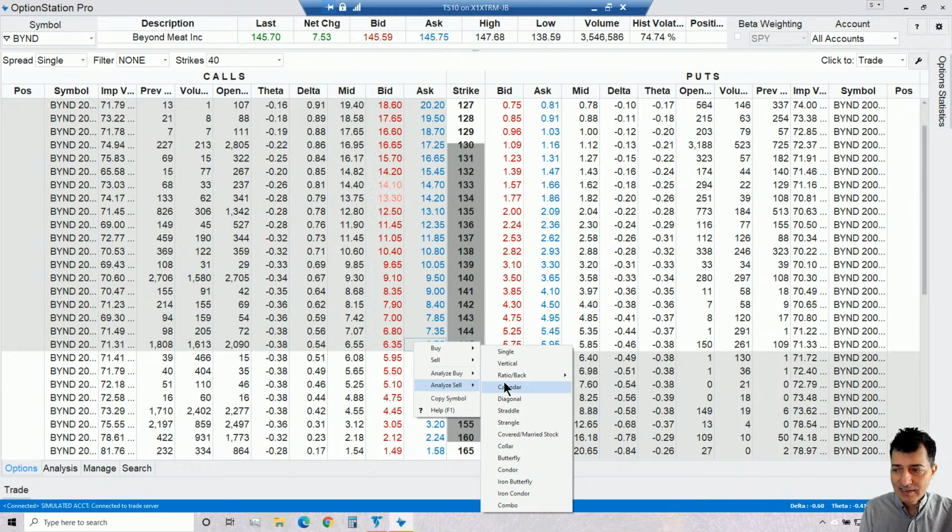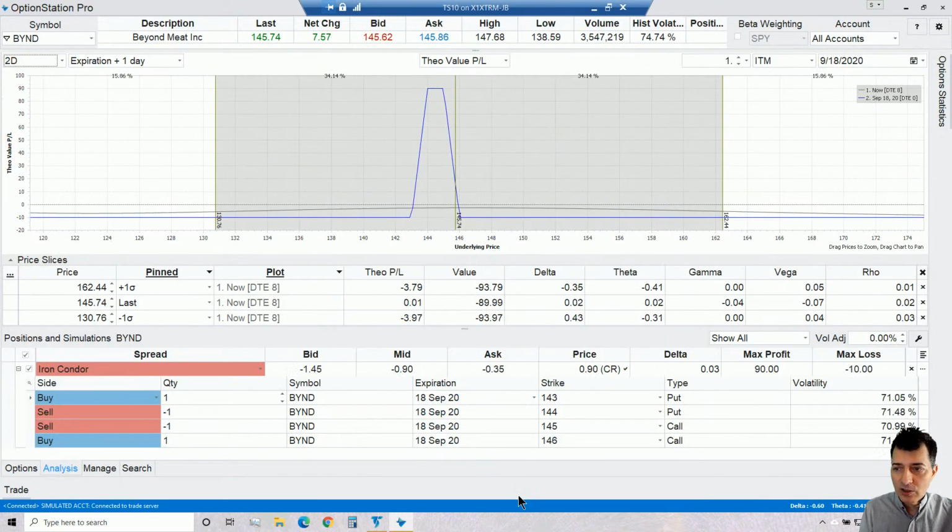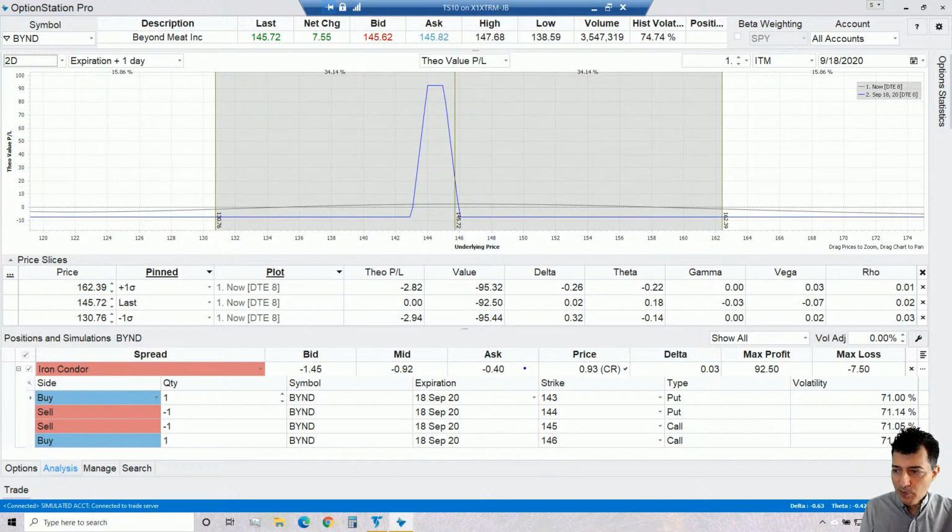So I'm going to analyze and sell an Iron Condor, and notice how it shows here on the bottom part of my screen. Right now, before I get into strikes, ignore the strikes. Just keep in mind that we selected September 18, and notice how I have changed my price slices to plus and minus one standard deviation. This is telling me that statistics suggest the stock will trade anywhere between 130 to 162 from today all the way to September 18.